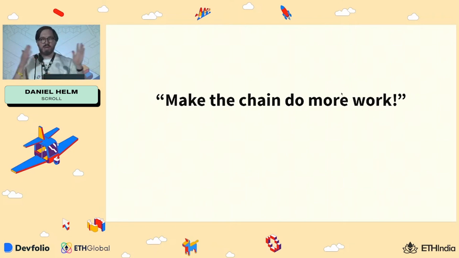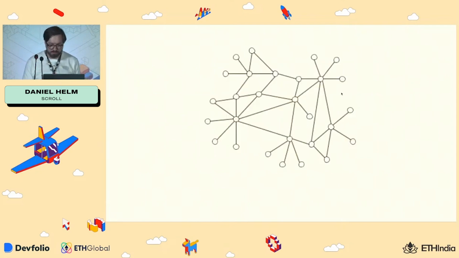Okay, so we have a problem. We're engineers. We say, let's make a better system then, right? So let's put our protocol designer hats on. I think the first thing anyone wants to say in this situation, yeah, this is easy to solve. We just make the chain do more work, right? Just make Ethereum do more work.